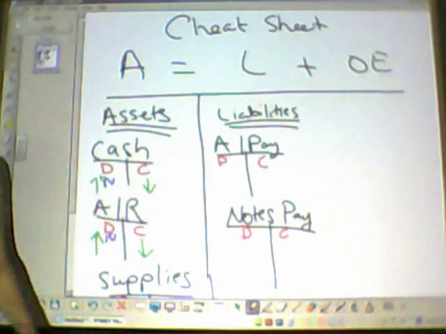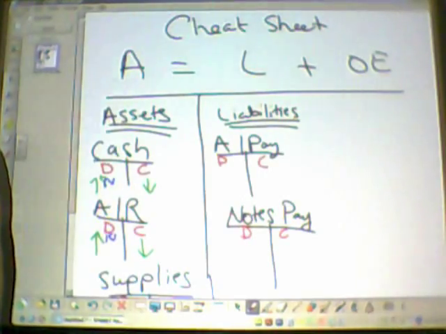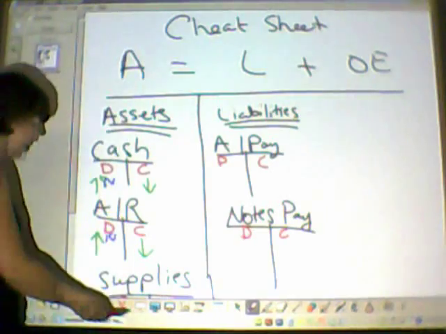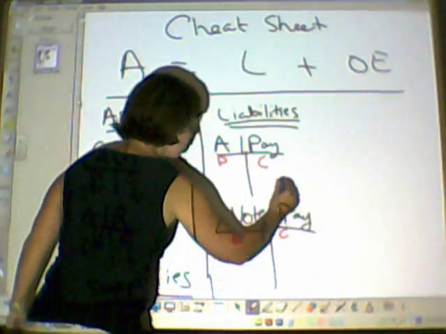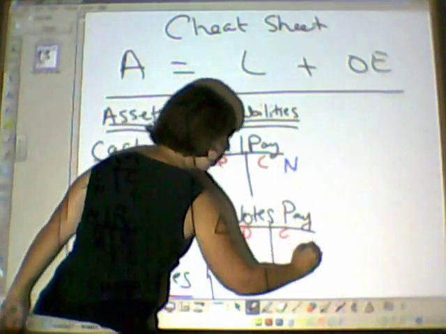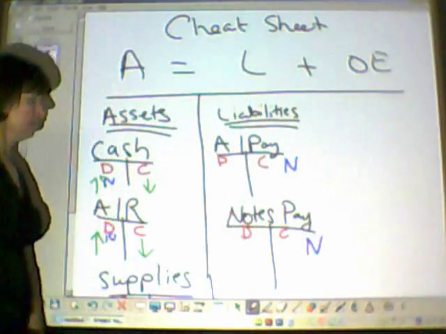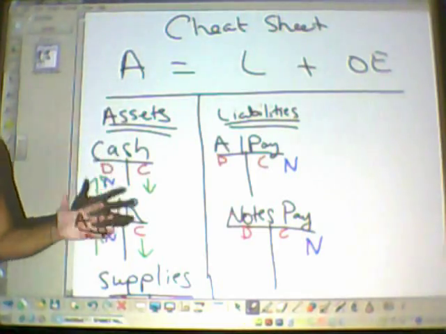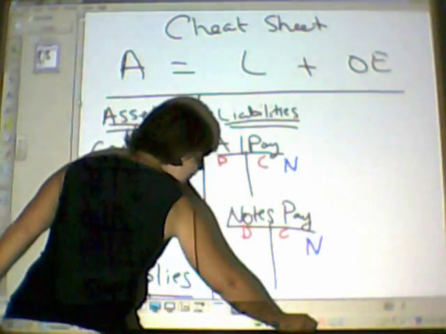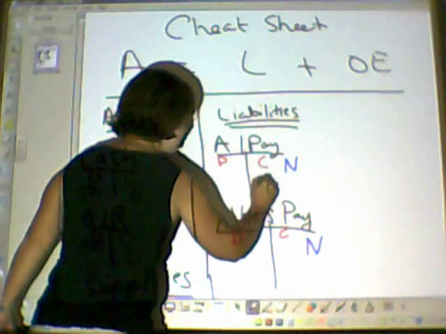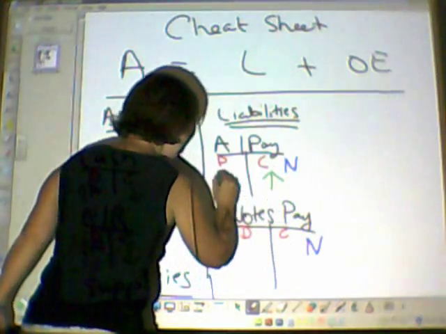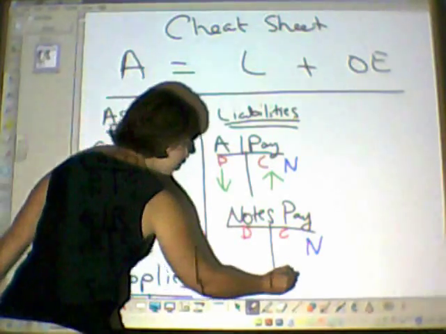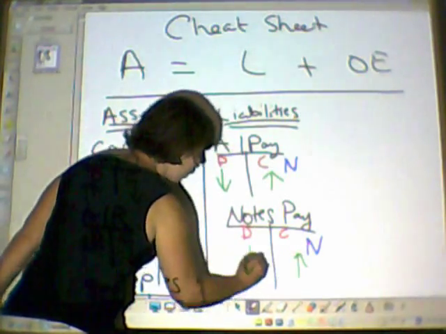Liabilities are opposite of assets. Okay, they still have debits and credits on the same side, but their normal balance side has now changed. A normal balance side for a liability is the credit side, and just like the other way, if it's the normal balance side, it's the increase side. So if I want to increase my liabilities, I credit them. And if I want to decrease them, I debit them. Increase on the credit side, decrease on the debit side.